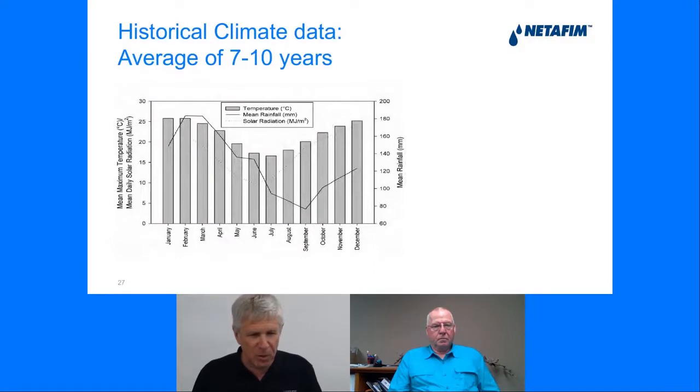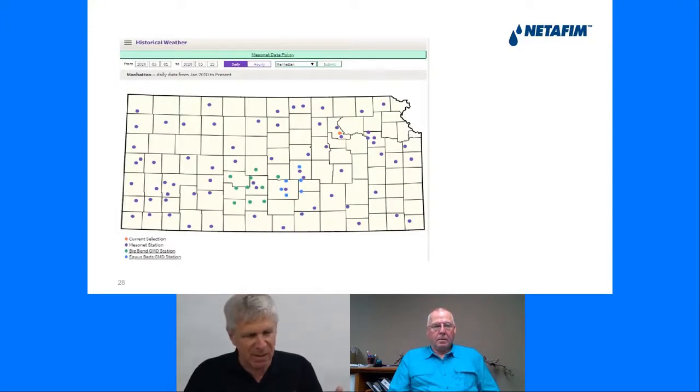Okay, so we spoke about historical climate data, an average of 7 to 10 years. Over here you see temperature, mean rainfall, solar radiation. The data exists. Not everybody can reach the data, I understand. But let's say over here in the United States, at Kansas State University in Manhattan, Kansas, they collect daily data about the different climate parameters, and they have historical data. So I only need to click on the circle, on the location that I want the data for, and I'm getting the data.